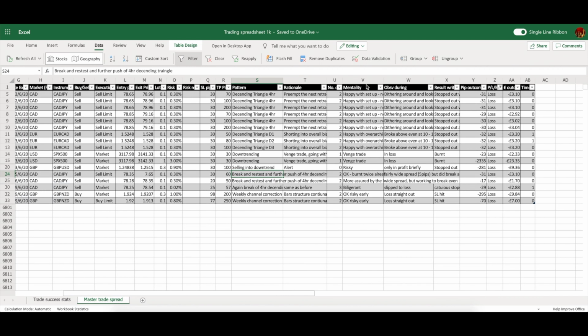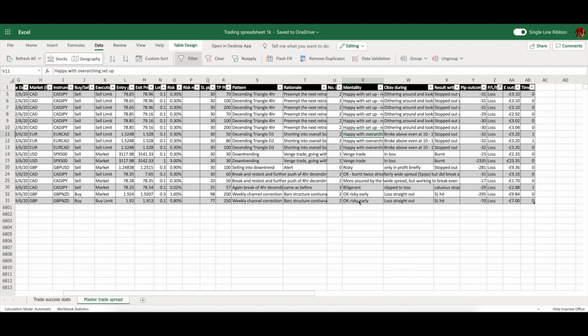Now, if we take a look at the mentality, for example, we've got the happy with the setups here, which was the Canadian Japanese yen, but a lot of these were taken out in close succession because I was playing around with the prices. That was a mistake. So I can look at that and go, okay, that was a problem, but it's a bit of an anomaly in this example. But if we look at the kind of trades that I shouldn't have taken.